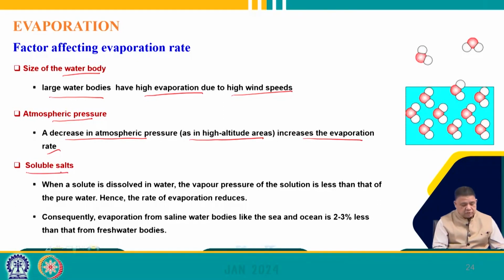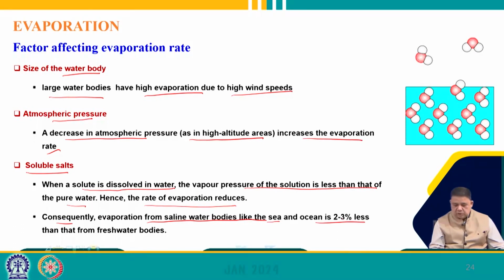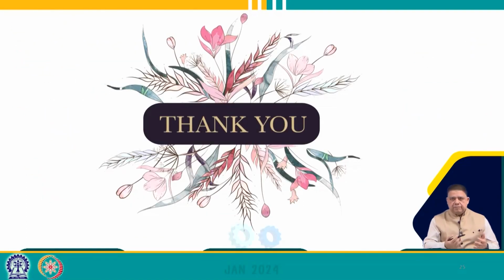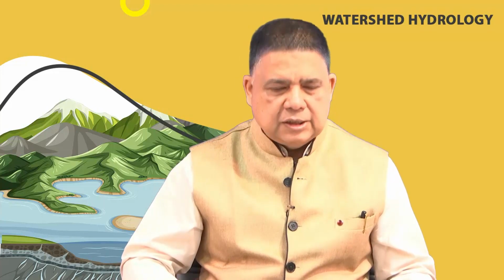As far as soluble salts are concerned, when a solute is dissolved in water, the vapor pressure of the solution is less than that of pure water, hence the rate of evaporation reduces. Consequently, evaporation from saline water bodies like the sea and ocean is 2 to 3% less than from freshwater bodies. So, this is evaporation and the factors affecting evaporation. In the next lecture, we will talk more about evaporation. Today in this lecture, we talked about abstraction in the form of interception and depression storage. We started with evaporation and we will continue the discussion.